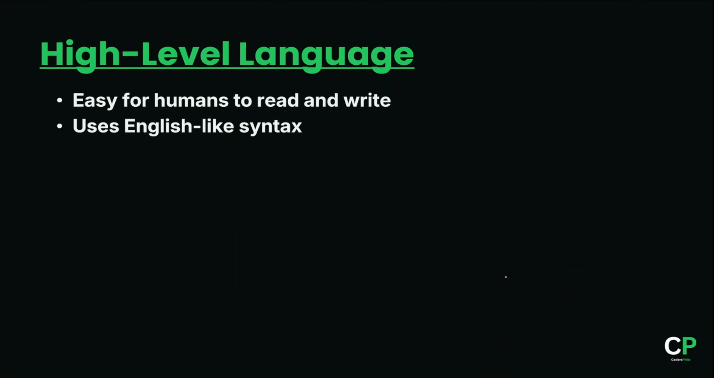Now let's see what a high level language is. As the name signifies, it is easier for humans to read and write. It uses English-like syntax. So what is a high level language? A high level language is easier for humans to read and write, and it uses English-like syntax.